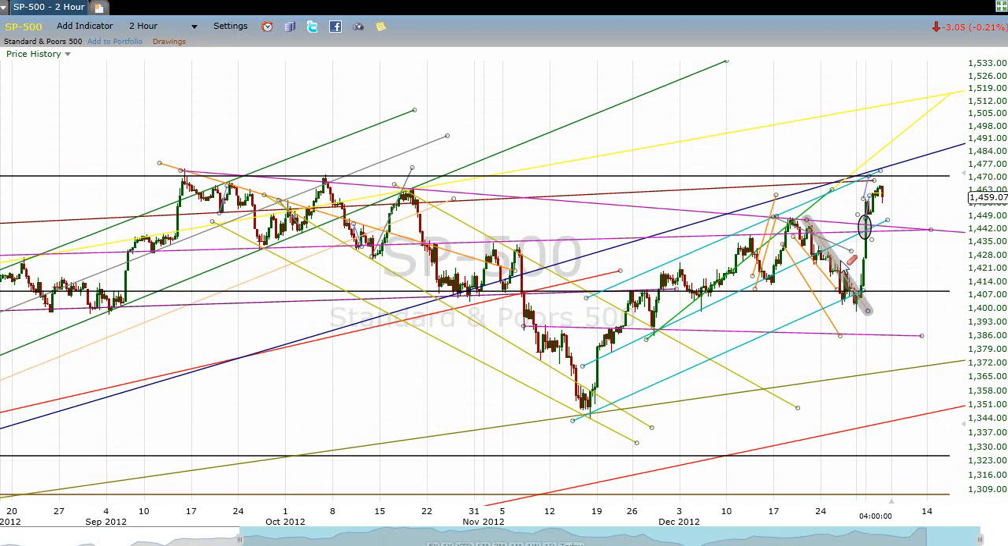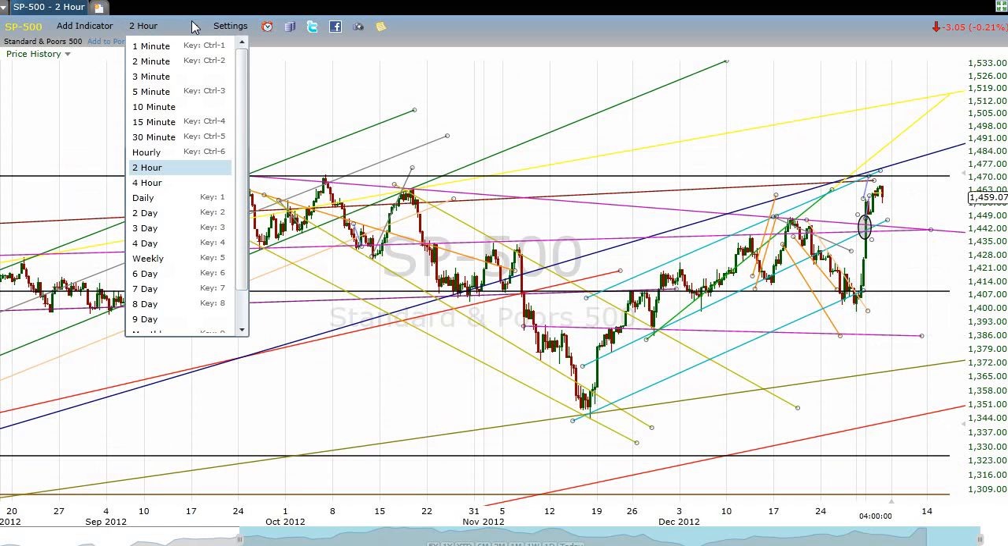But you can see that here we had a double left shoulder, a pretty nice symmetrical head, and then we've got this little chopped off right shoulder that just bugs the heck out of me, because I don't feel like I can trust it that much, because we didn't spend much time over here building a base to support a good, strong, and healthy move to the upside.